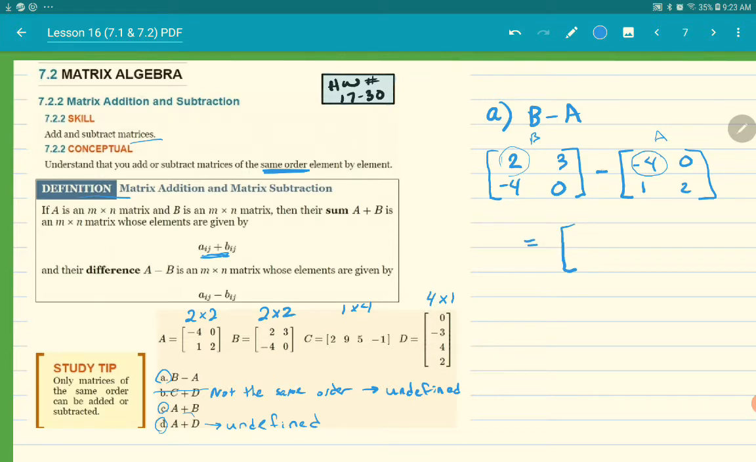So I get B minus A equals 2 minus -4 in that row 1, column 1, which gives me a -6. And I do that to each part, so then I get 3 minus 0, gives me a 3 in row 1, column 2. And then our -4 and 1 correspond, so that gives me a -4 minus 1, gives me a -5. And then finally the 0 minus 2, which gives me a -2. So there's A.